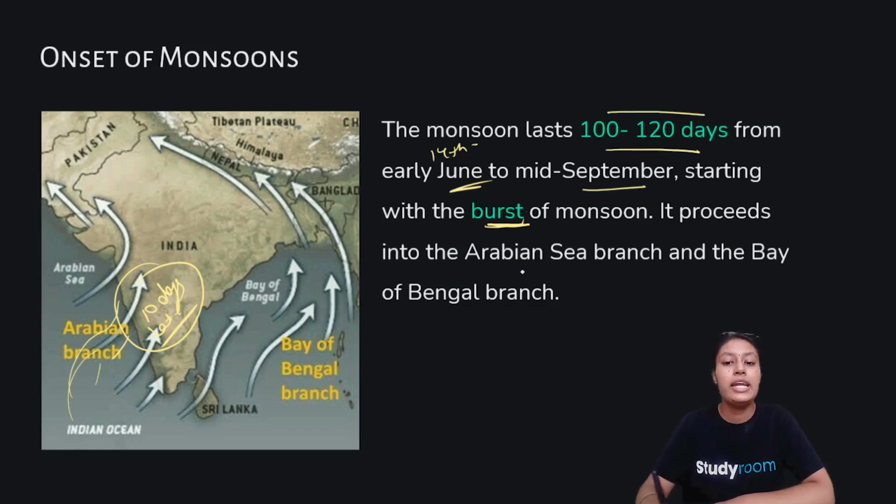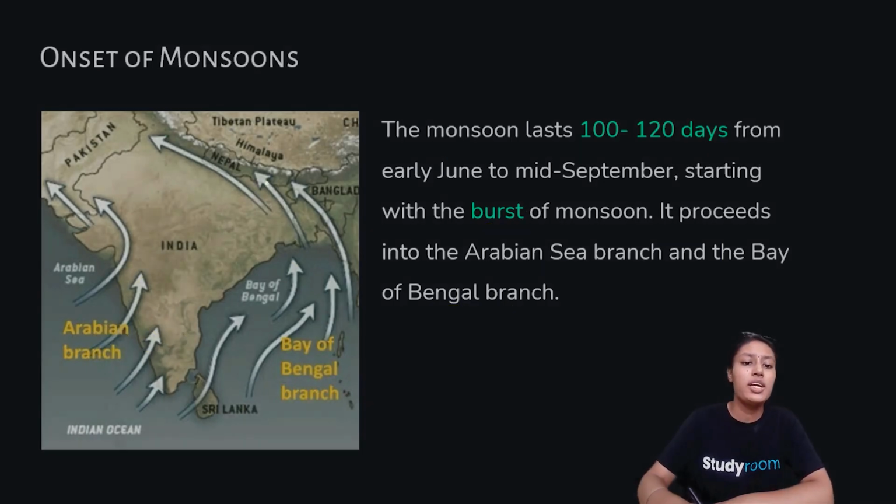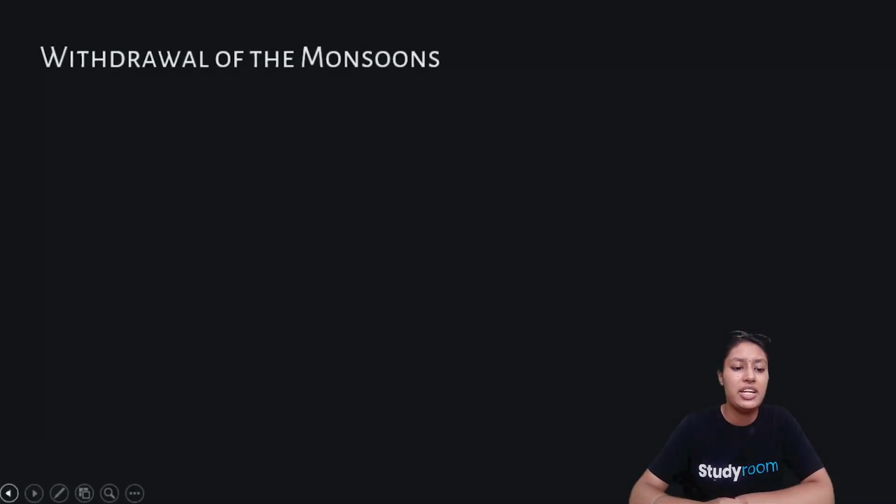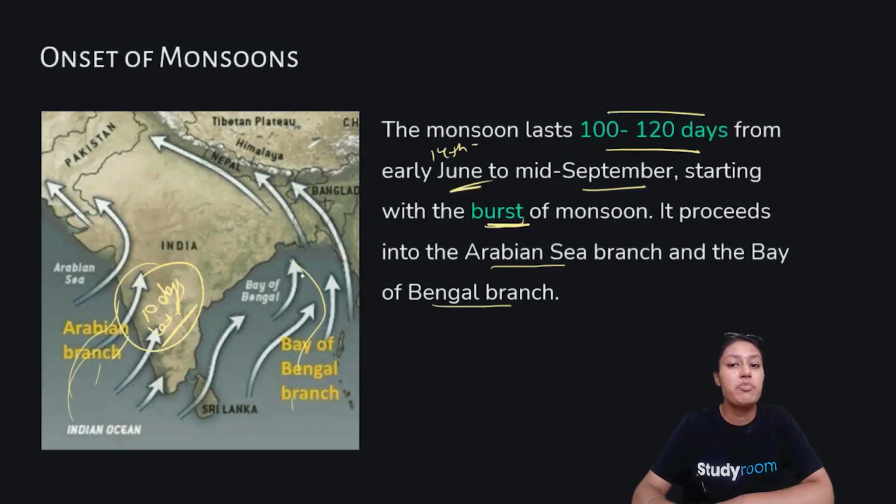Between these two months, it proceeds into the Arabian Sea branch and the Bay of Bengal branch. The branches of the Bay of Bengal are moving towards the northern side, taking the eastern way, and the Arabian Sea branch is taking the western way, moving towards the northwestern sides. So this is how the monsoon system basically works.